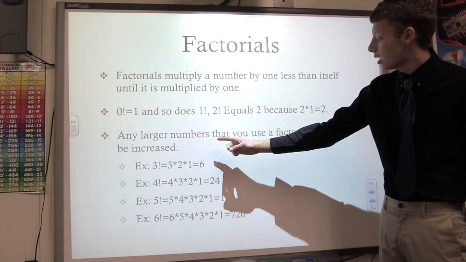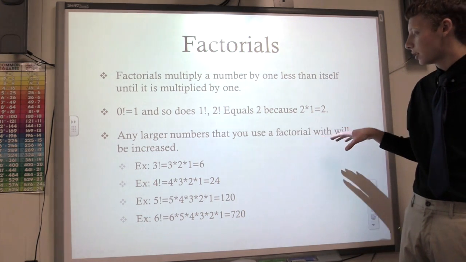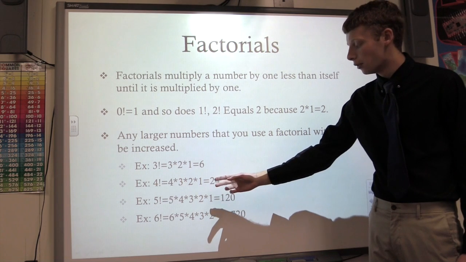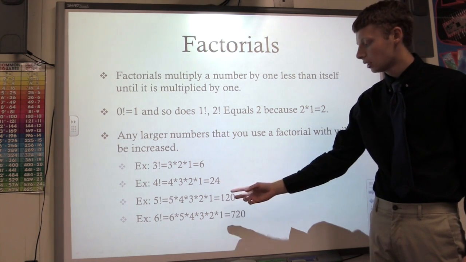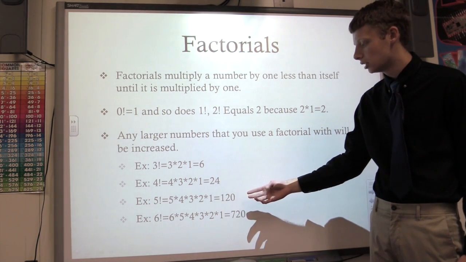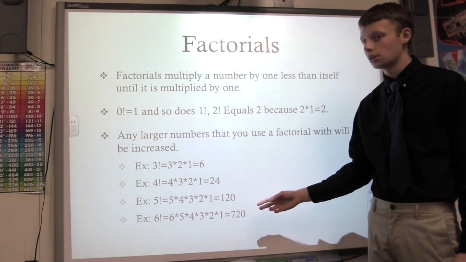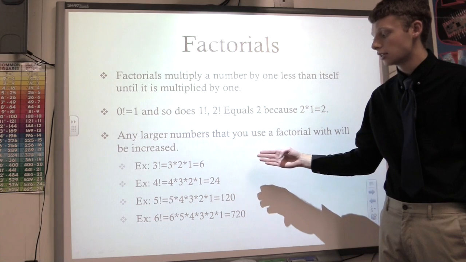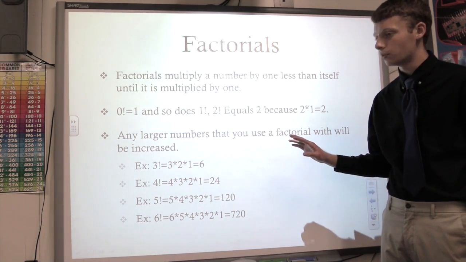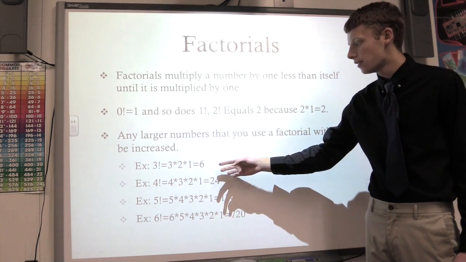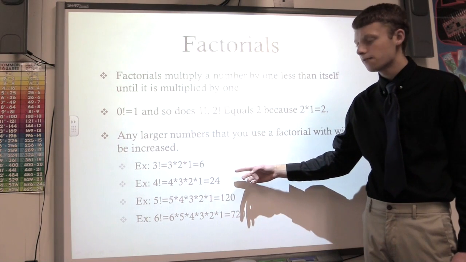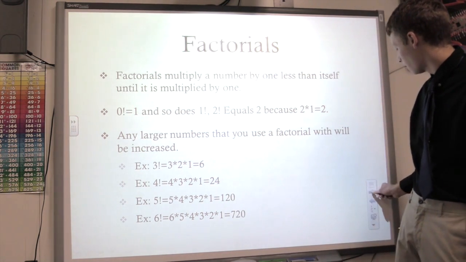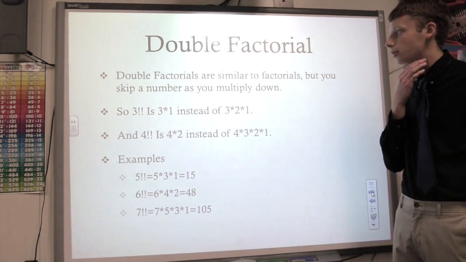Now, any larger numbers you use a factorial with will be increased, such as 4 factorial, which will give you 24, 5 factorial, which will give you 120, and 6 factorial, which will give you 720. As you can see, the numbers increase relatively quickly. And what you also might notice is if you know that 3 factorial is equal to 6, 4 factorial is 4 times 3 factorial.